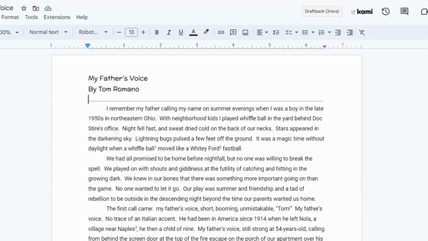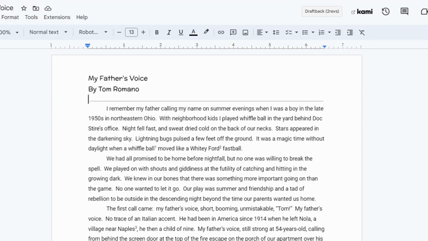I'm going to read the first passage and then I'm going to show you my annotations. I remember my father calling my name on summer evenings when I was a boy in the late 1950s in northeastern Ohio. With neighborhood kids, I played wiffle ball in the yard behind Doc Steer's office. Night fell fast, and sweat dried cold in the back of our necks. Stars appeared in the darkening sky. Lightning bugs pulsed a few feet off the ground. It was a magic time without daylight when a wiffle ball moved like a Whitey Ford fastball.